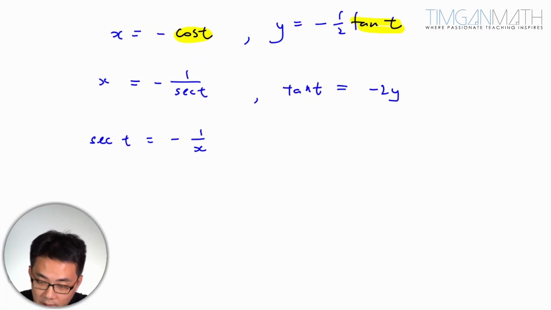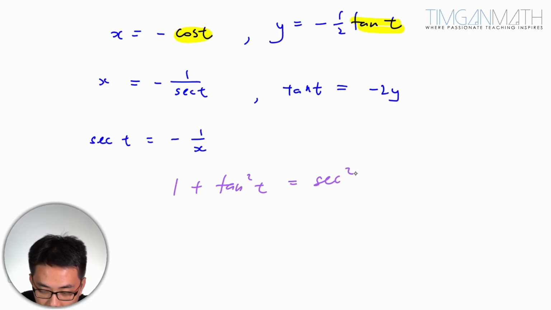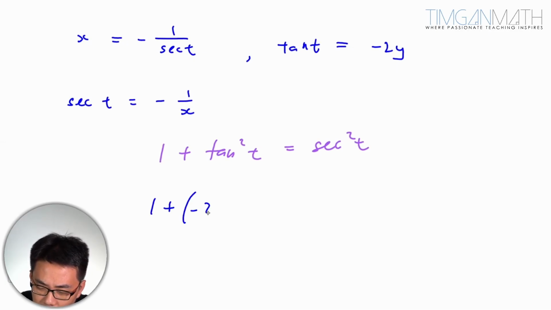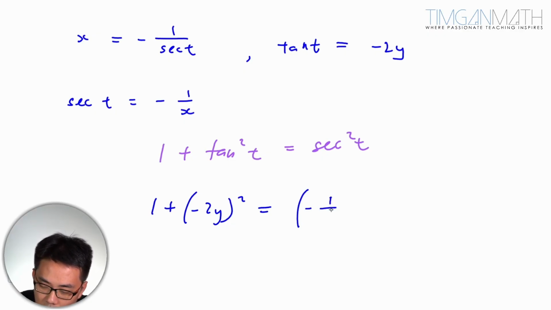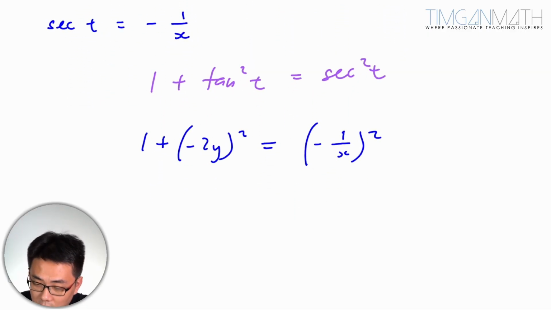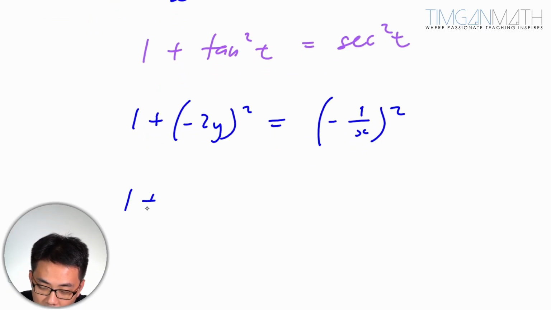You can draw a triangle or whatnot, but here what we can do is use the fact that 1 plus tangent square t is equal to secant square t. So I'm going to relate these two, and I'm going to get 1 plus negative 2y all squared equals negative 1 over x all squared. So this is 1 over x square. Once this is done, we're just going to make y the subject if you want to.